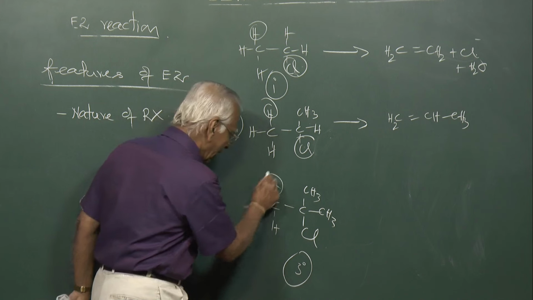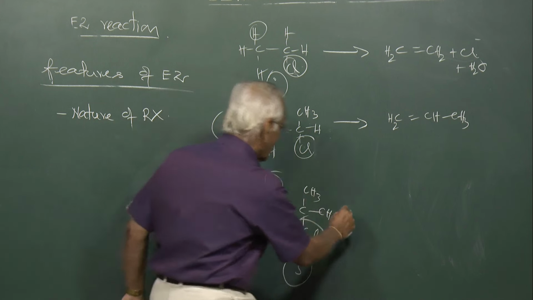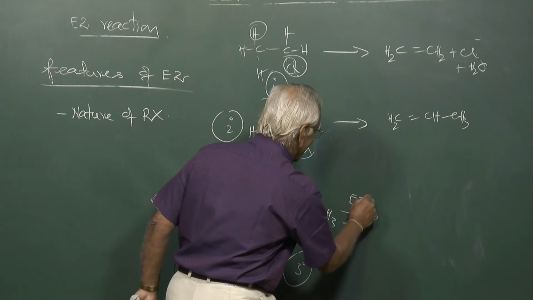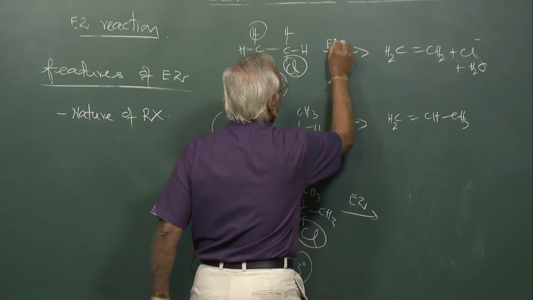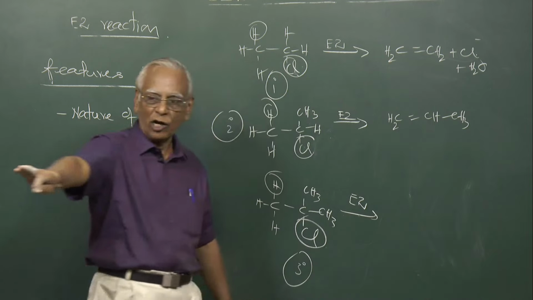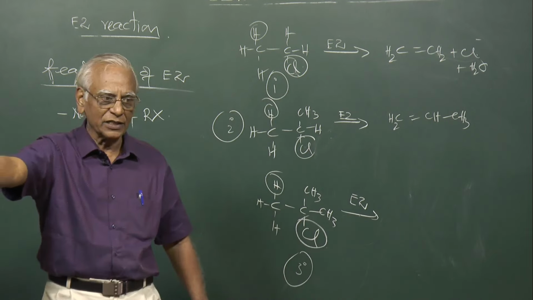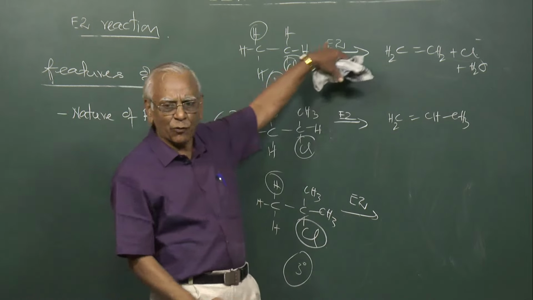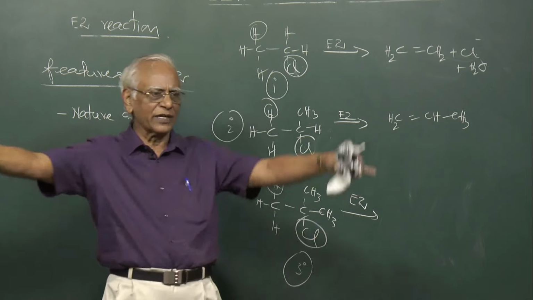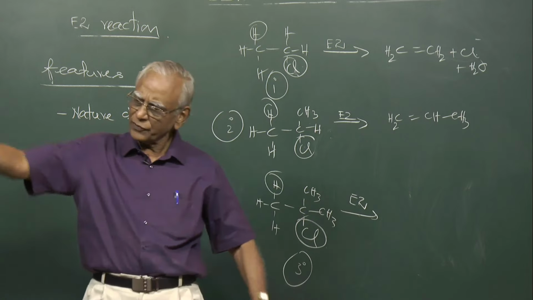Now remove the hydrogen atom and the chlorine atom. Mark this as E2, because we want the mechanism also to be identical, not only the concentration, not only the halogen, not only the temperature, the mechanism also is identical. Can you compare the rate of one E2 reaction with the E1 reaction? Definitely not. It's a different pathway.